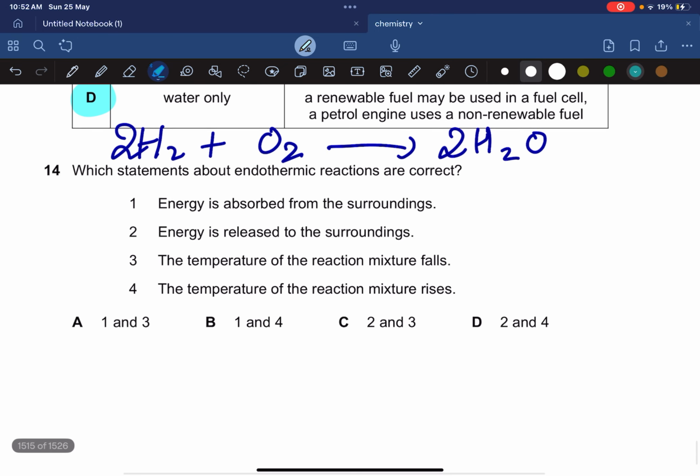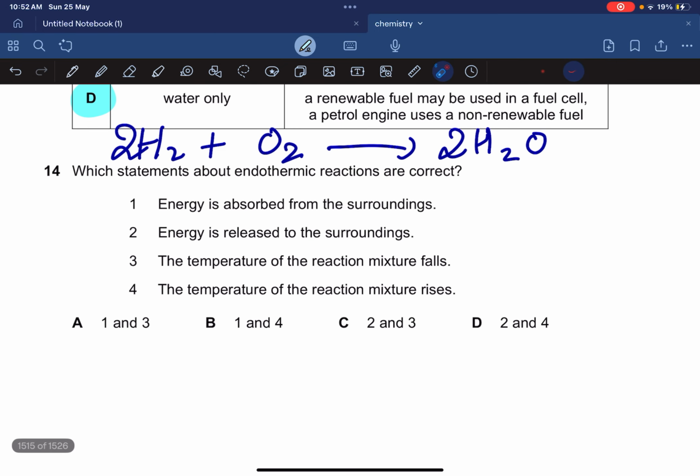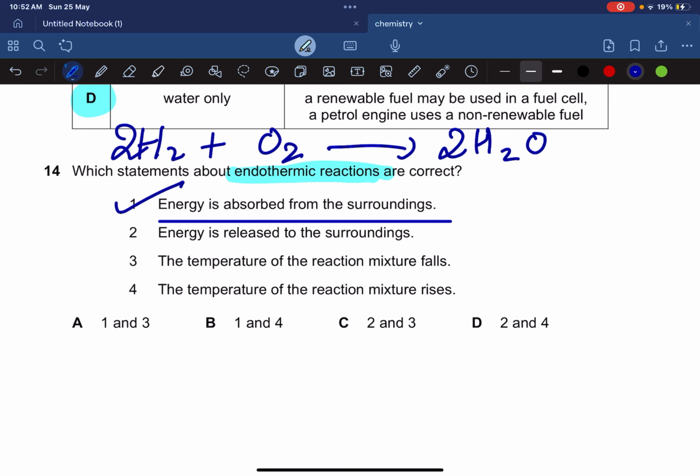Moving on to question number 14, which says: which statements about endothermic reactions are correct? Okay, so we are dealing with an endothermic reaction. That means we are absorbing energy from the surroundings. Energy is absorbed from the surroundings. That's correct, because energy is getting into the system. Energy is released. That's incorrect. That's going to be for exothermic.